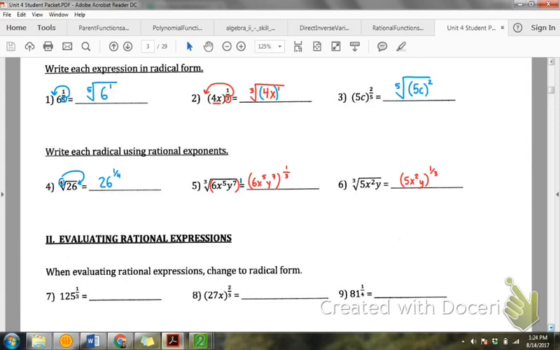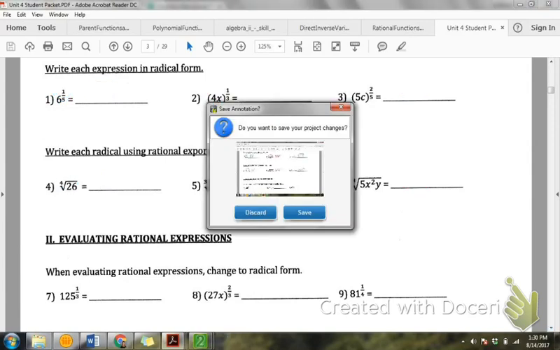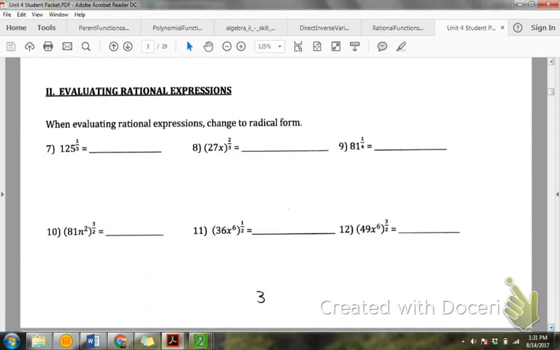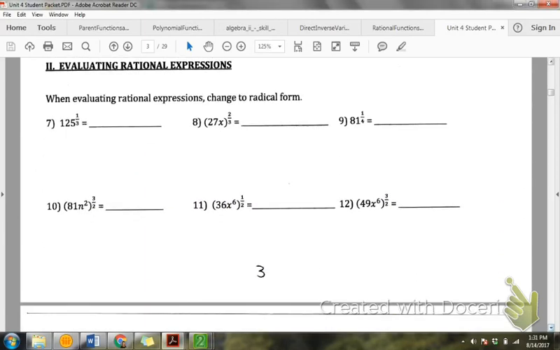Now that we know how to do this, they're going to ask us to evaluate, which means to simplify it even more. Okay? So you're going to want to write kind of small in between the lines. It says, when evaluating rational expressions, first change it to radical form. Okay, so radical form, 125 to the 1/3 power. That means we're going to take 3 and make it a what? A root. That's the word there. A root. So this becomes the cube root of 125. Okay, write that down. The cube root of 125.